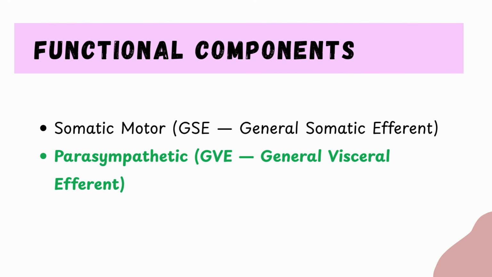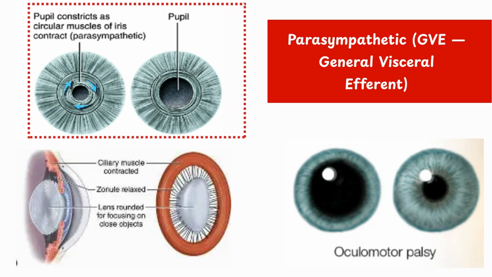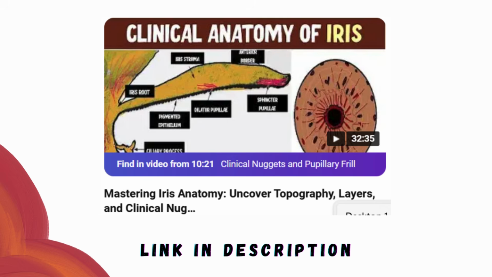Now let's discuss the parasympathetic component or the general visceral efferent. The general visceral efferent fibers supply the ciliary muscle of the ciliary body and the sphincter pupillae muscle of the pupil. The sphincter pupillae is located in the iris near the pupil, and it causes the constriction of the pupil. The parasympathetic nerve supply is always responsible for pupillary constriction, and the sympathetic supply is responsible for dilatation of the pupil. You can visit our video on the anatomy of the iris for more details.